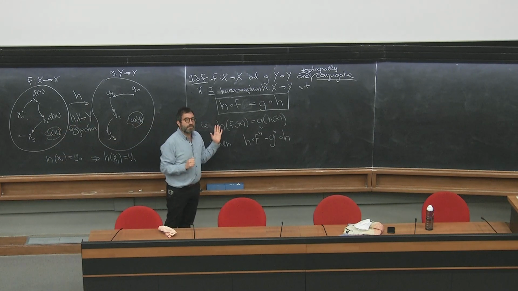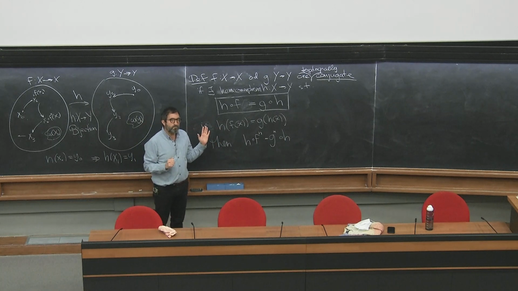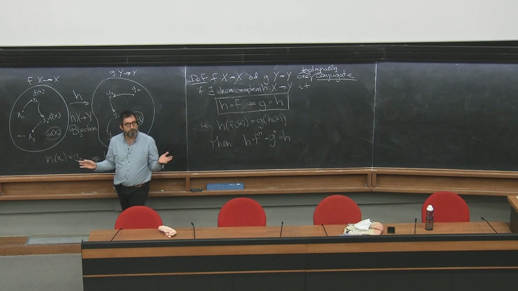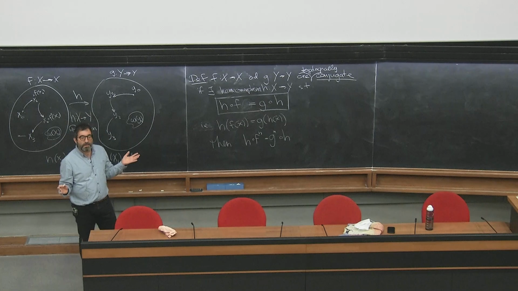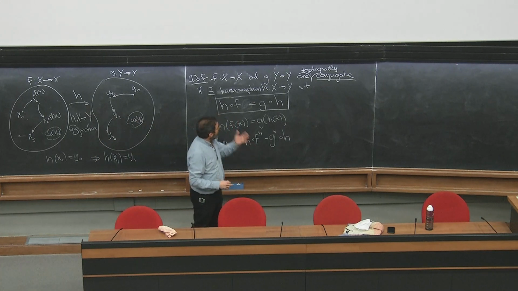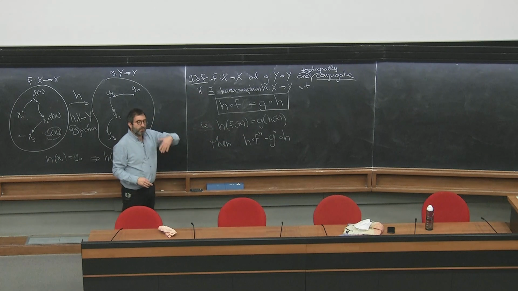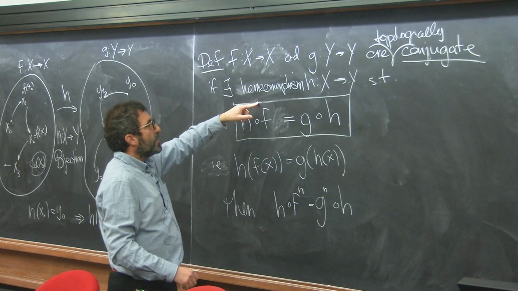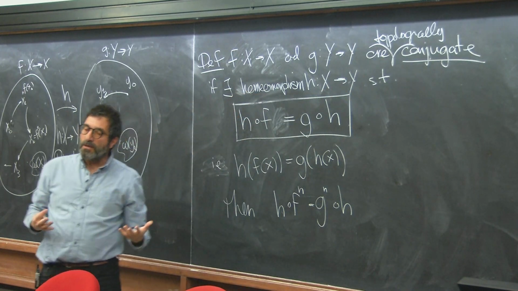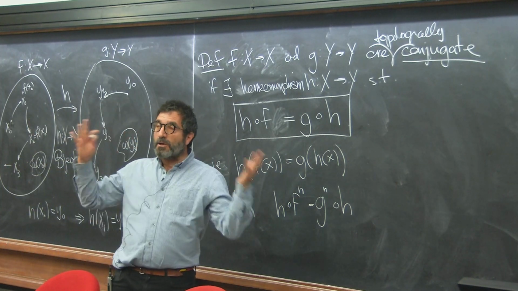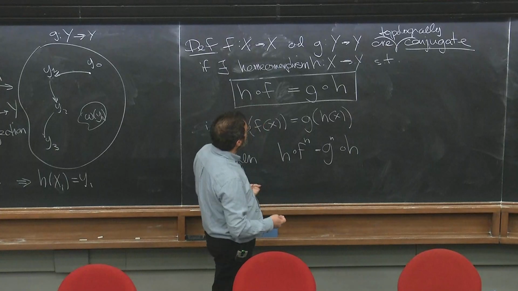Why is this an equivalence relation on the space of dynamical systems? If you remember the properties of equivalence relations, you can easily check. If F is equivalent to G and G is equivalent to some other system, then F will be equivalent to that system, because you can just compose the homeomorphisms. I will leave that also as an exercise, but it's very easy to check that conjugacy is an equivalence relation in the space of all dynamical systems.